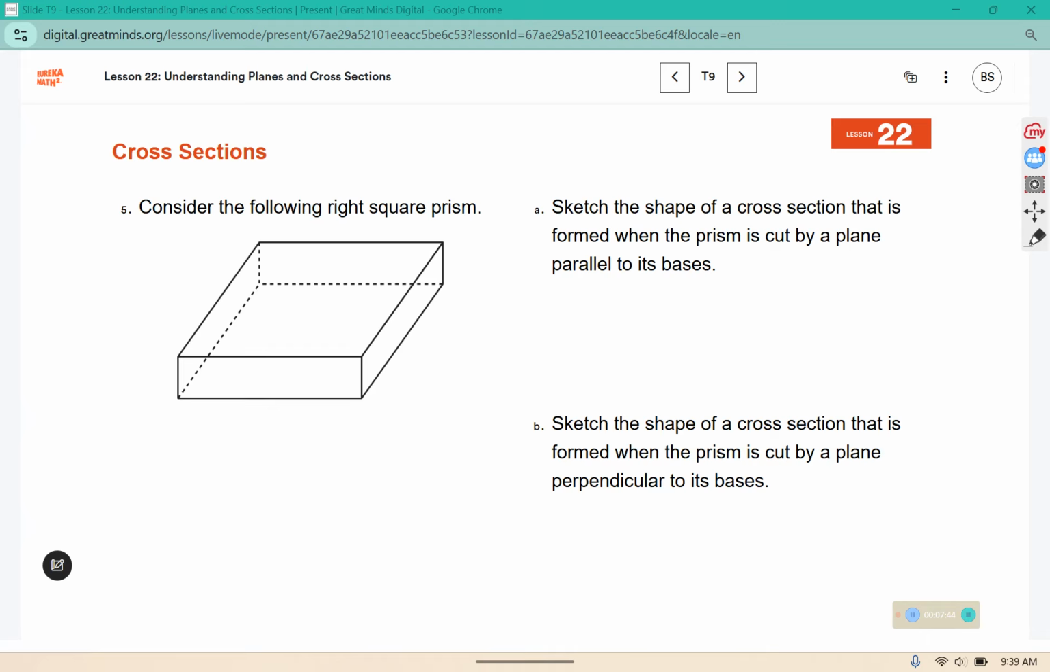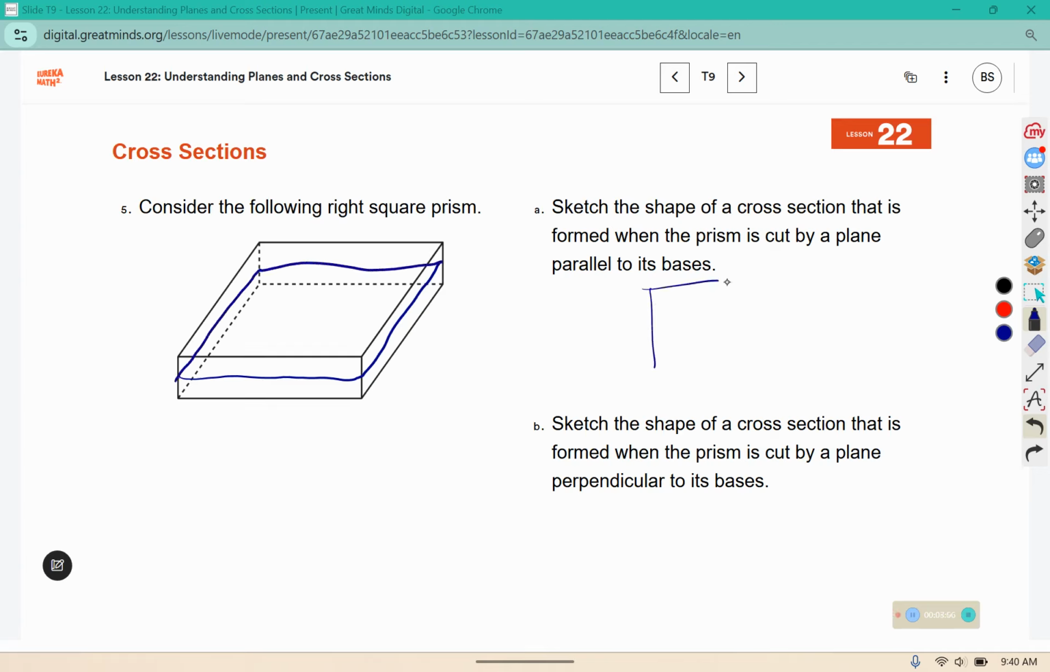Consider the following square prism. Sketch the shape of a cross section that is formed when the prism is cut by a plane parallel to its bases. So if we cut parallel to the base, we're going to get the same shape as the base, so it will be a square.